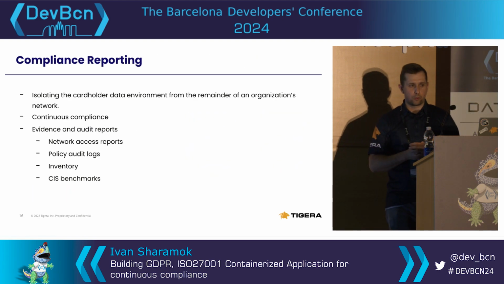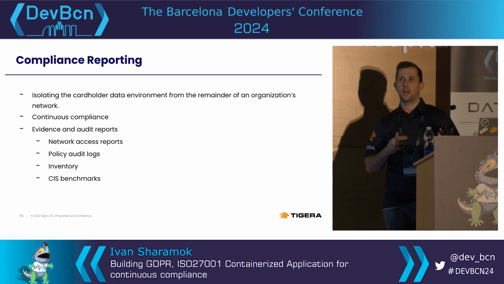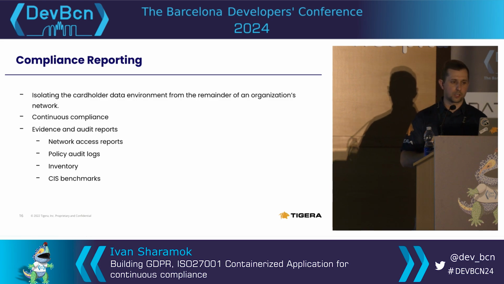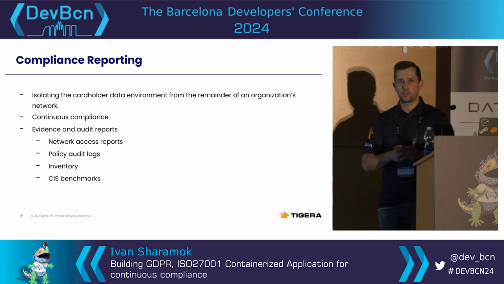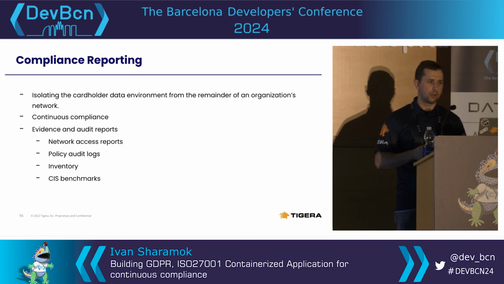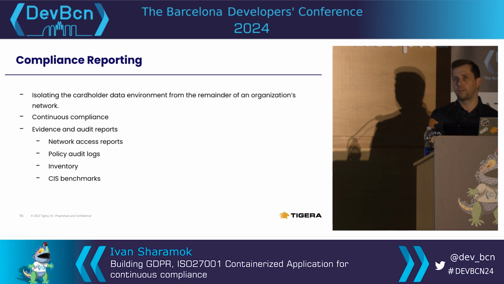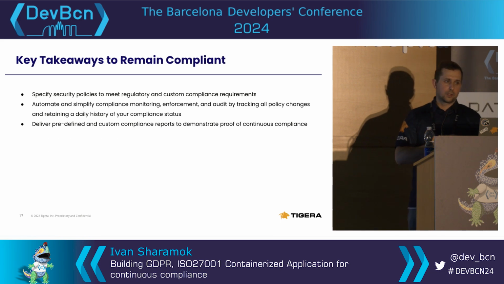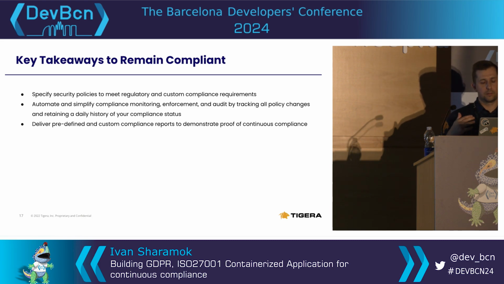For compliance reporting, I mentioned that we have the capability to generate compliance reports, and here's a list of some of them, like network access or inventory, CIS benchmarks. But you're not just bound to those, because you can take our data and generate your reports yourselves, depending on what standard you need to prove compliance for, and how you want to see that data. Some of the key takeaways for the compliance.